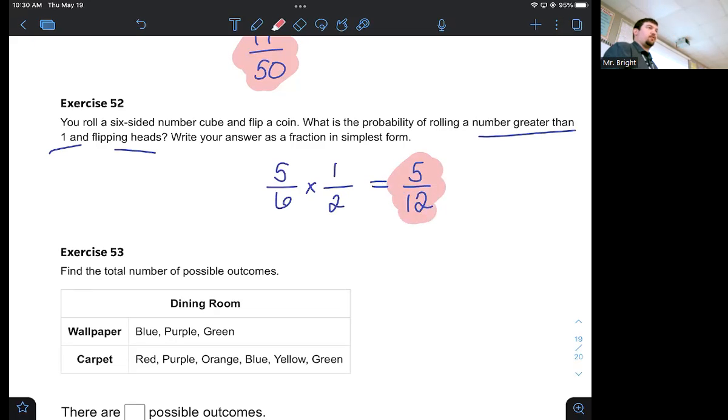Again, based off of theoretical probability. Theoretically, 5 out of 12 times, you would spin a number larger than 1 and then get a heads on 1.